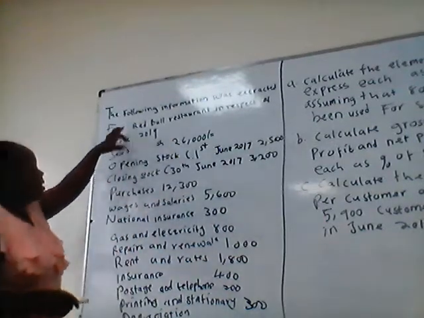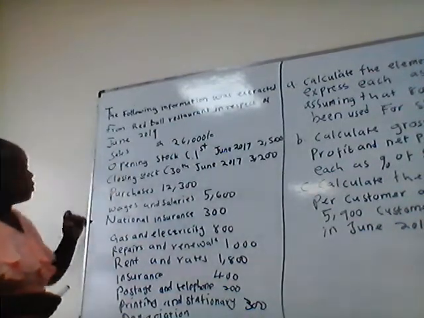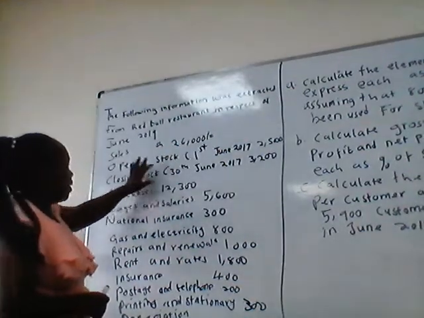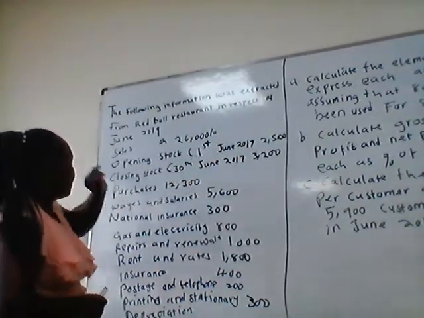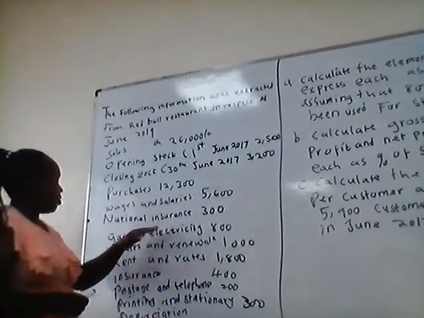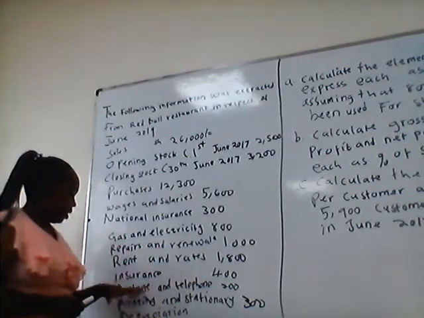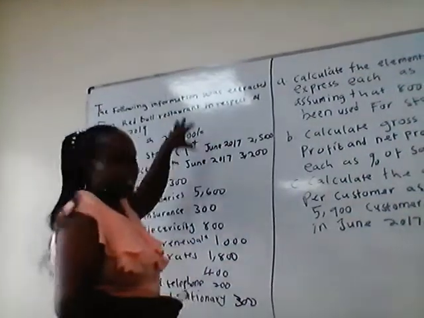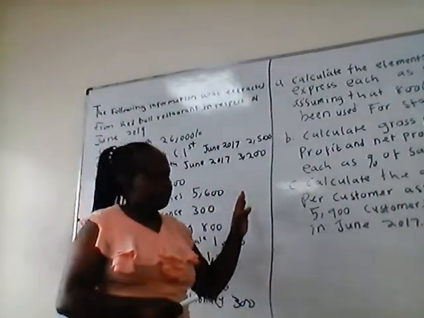The question says, the following information was extracted from the Red Bull restaurant in respect of June 2019. Sales, shillings 26,000, opening stock 1st June 2017, 2,500, closing stock, purchases, wages and salaries, national insurance, gas and electricity, repairs and renewals, rent and rates, insurance, postage and telephone, printing and stationery, and depreciation. The reason that I've read that is because the question is already on your portal.